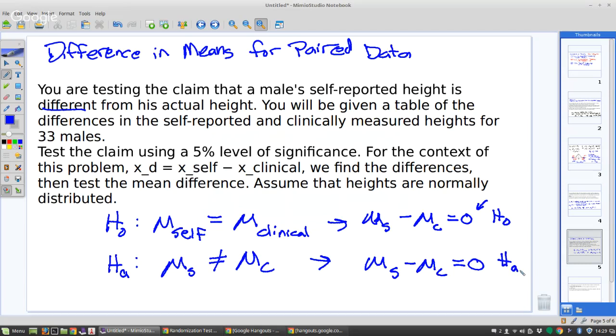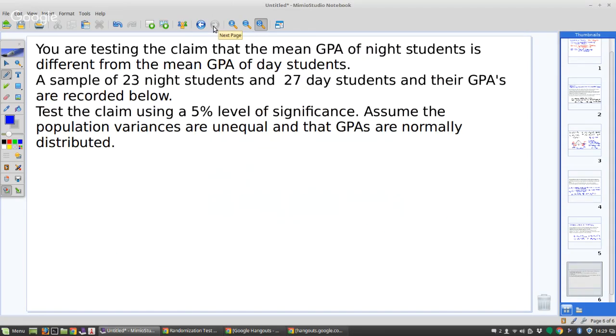All right, another example. So what else do we have? Okay, GPA. So this is one that's not in StatKey. We want to test the claim that the mean GPA of night students is different than day students. So is this paired or is this independent? Well, if you're a night student, then you're not a day student. If you're a day student, you're not a night student. These aren't the same person, but they are independent. So this is 2 independent means.